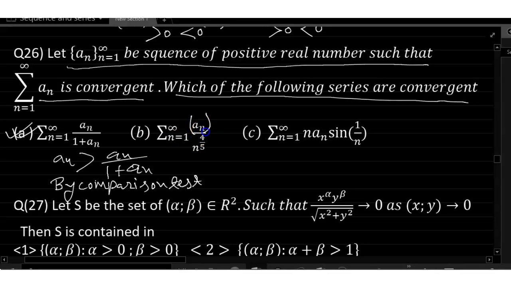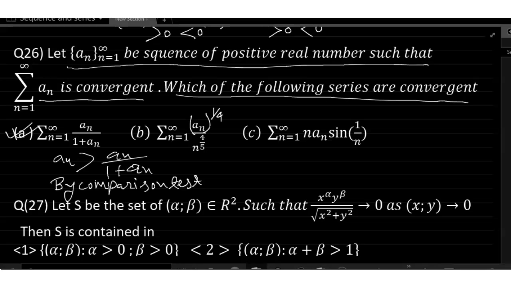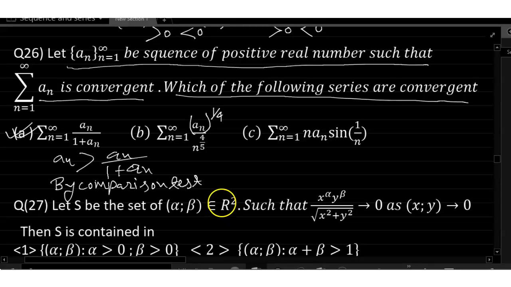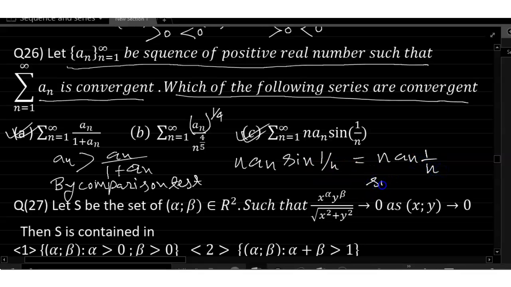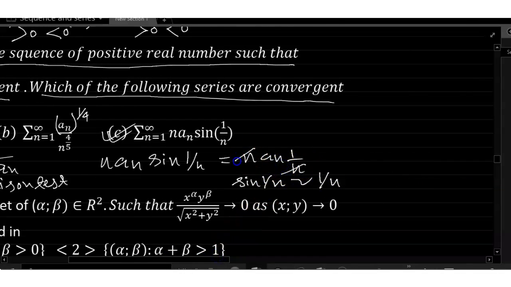Now another problem is a_n to the power 1/4. Now for number C, I will solve that: n a_n sine(1/n) equals n a_n (1/n). So sine(1/n) is equivalent to 1/n. So it is cut. So it is convergent. So this portion is convergent.